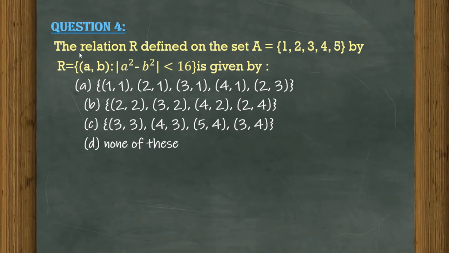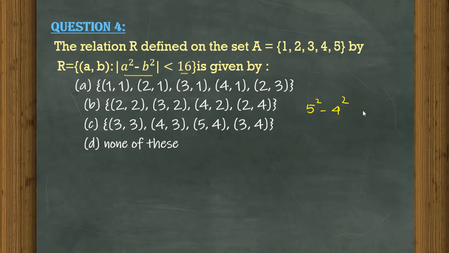Next question. The relation R defined on set A, 1, 2, 3, 4, 5 by AB such that modulus of A square minus B square is less than 16 is given by, इसमें से कौन सा ऑप्शन हो सकता है? This is the most important thing. A square minus B square modulus less than 16. So 1, 2, 3, 4, 5 है. 5 square minus 4 square.